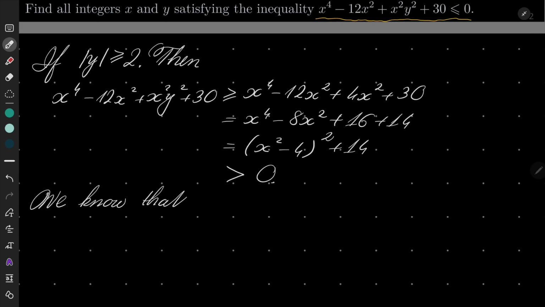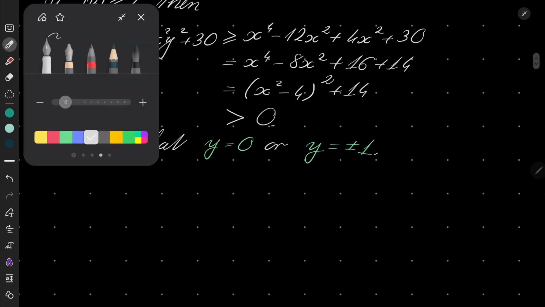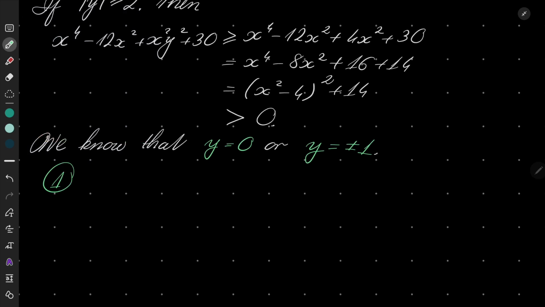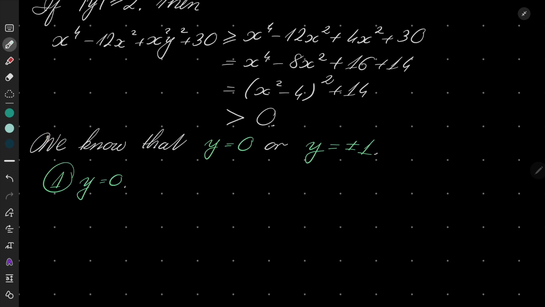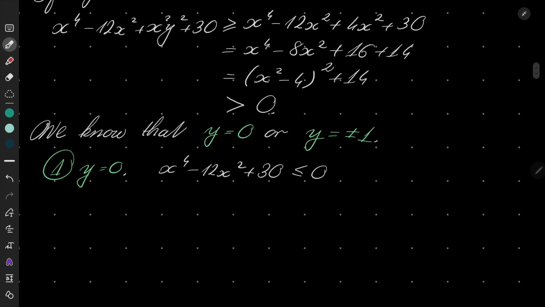So we know that y equals 0 or y equals plus minus 1. So let's consider these cases separately. So first case, y equals 0. If y equals 0, then our inequality is x to the fourth power minus 12x squared plus 30 is less than 0 or equals 0.